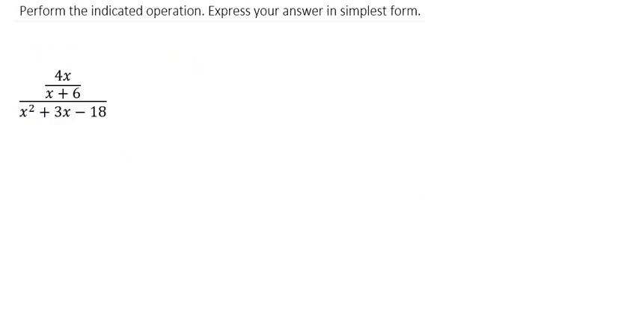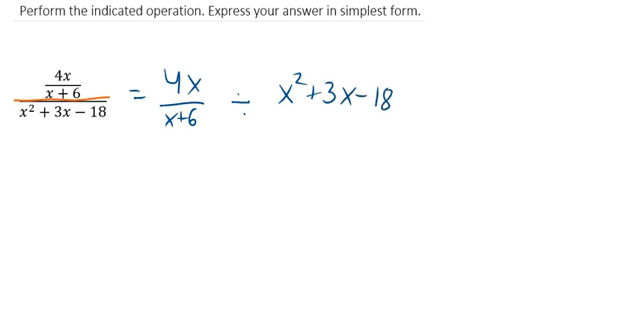This one, again, is one of these fractions and fractions ones. So what did I say in the last one? I said look for the big fraction bar. Your big fraction bar is your division. This problem is 4x over x plus 6 divided by whatever's below the fraction bar. So divided by x squared plus 3x minus 18.